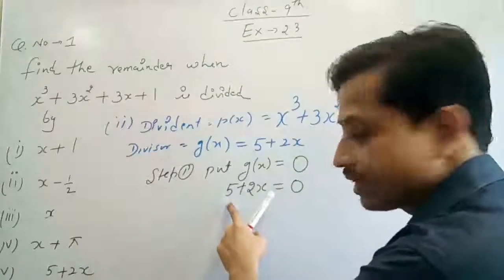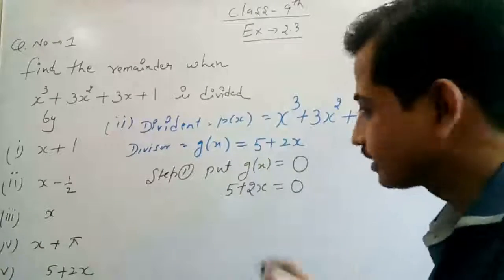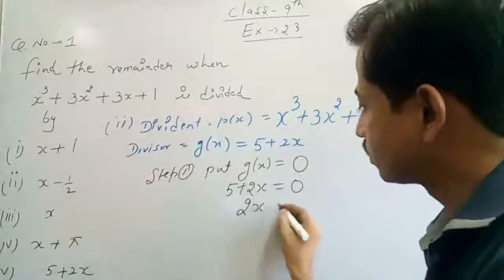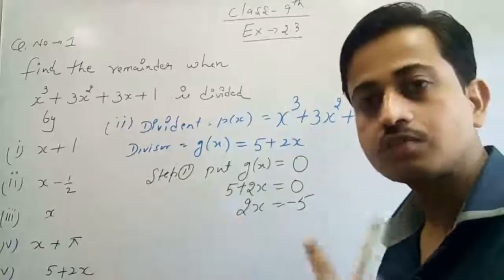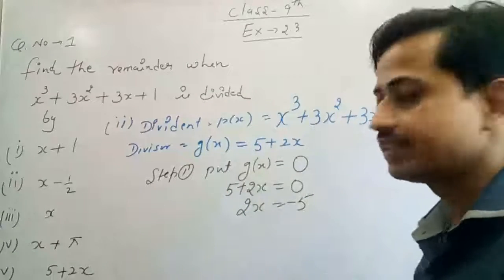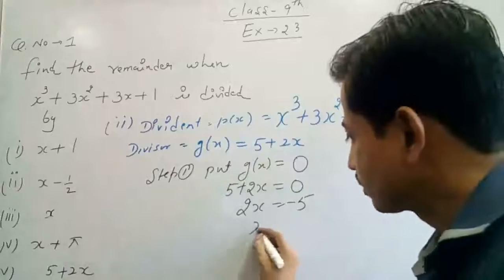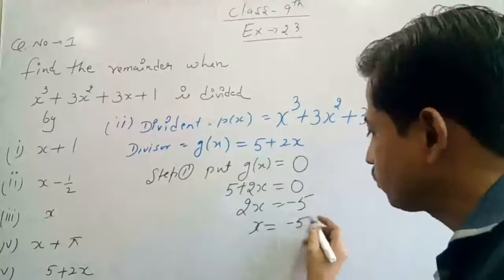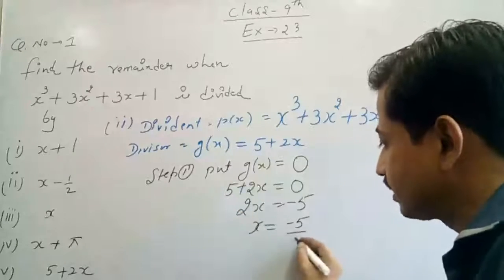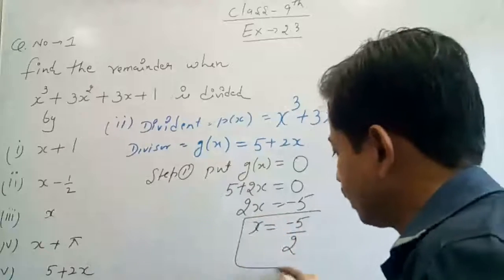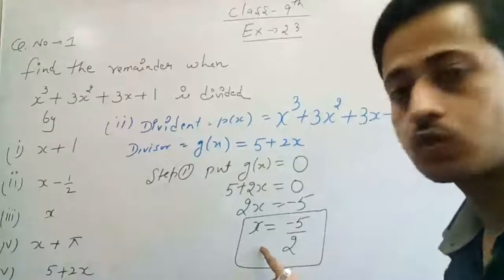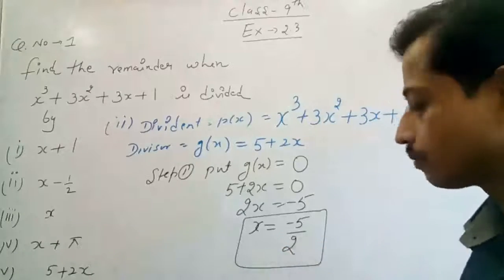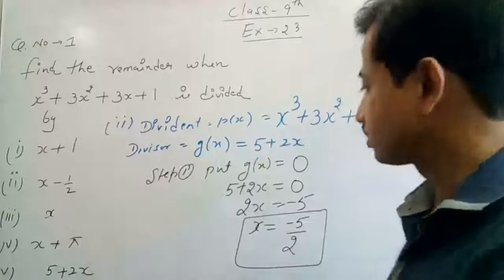That's why I have to take this 5 on the right hand side. So 2x is negative 5, because here 5 is positive; if we take it on the right hand side, it becomes negative. Now what's the value of x? Minus 5, and the 2 goes into the denominator. So we get x equal to minus 5 by 2. Now do the second step.